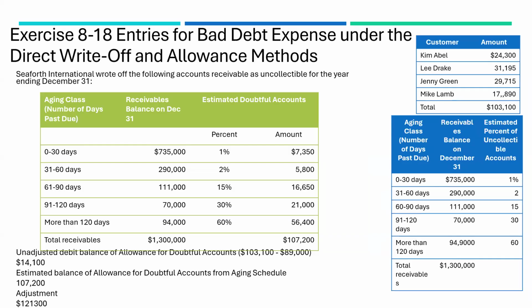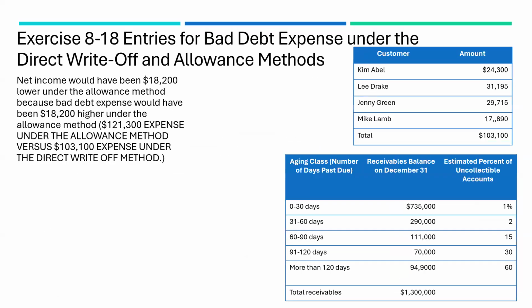And so this is more detail on how we get our desired balance. We have to multiply each of these out on the schedule. And then our unadjusted balance was 14,100, which is 89,000 minus 103,000, would be a debit of 14,000. Our net income would have been 18,200 lower under the allowance method because our expense is higher.